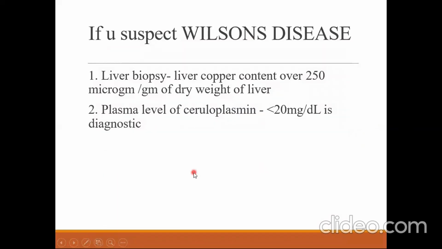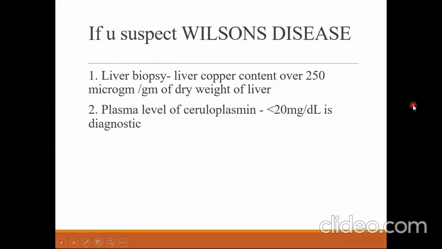If you suspect a case of Wilson's disease, you need to do two things. One is the liver biopsy. The liver copper content over 250 microgram per gram of dry weight of liver, and whenever the plasma level of the ceruloplasmin is less than 20 milligram per deciliter, these two things are considered to be diagnostic if you suspect a case of Wilson's disease.